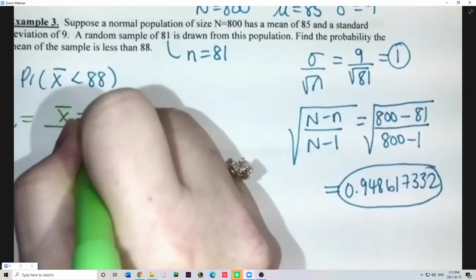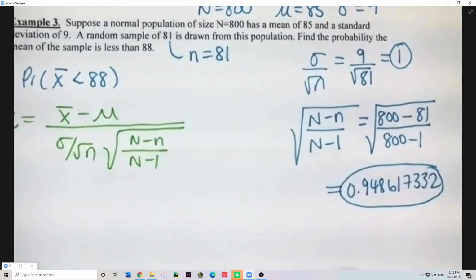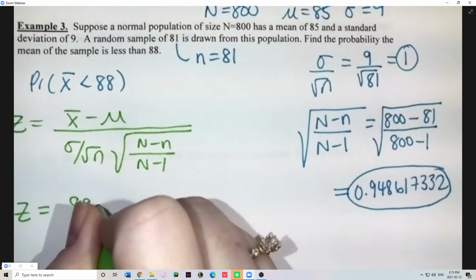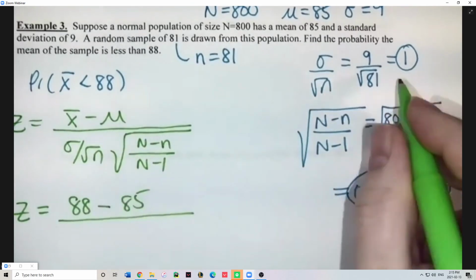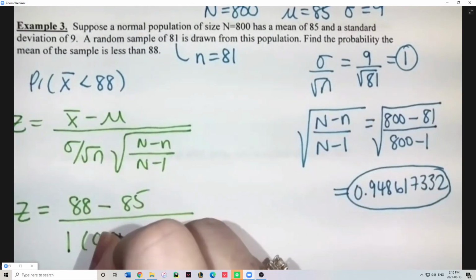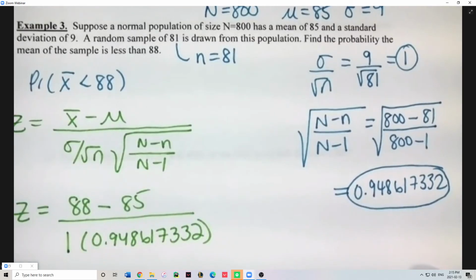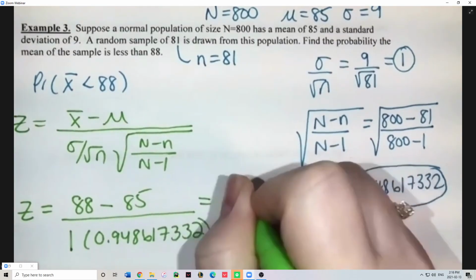So the whole formula is there. So we have x bar is 88 minus mu, which is 85, all over. This was 1, and then that decimal. And so if you do the rough work off to the side, it just makes it a little easier with typing in this Z answer here. So this works out to 3.16.